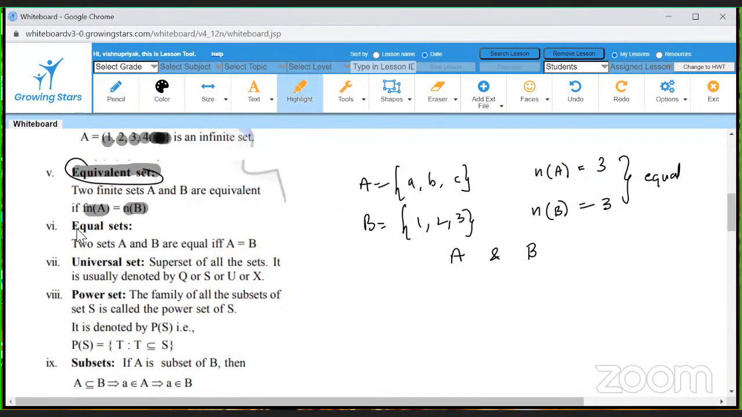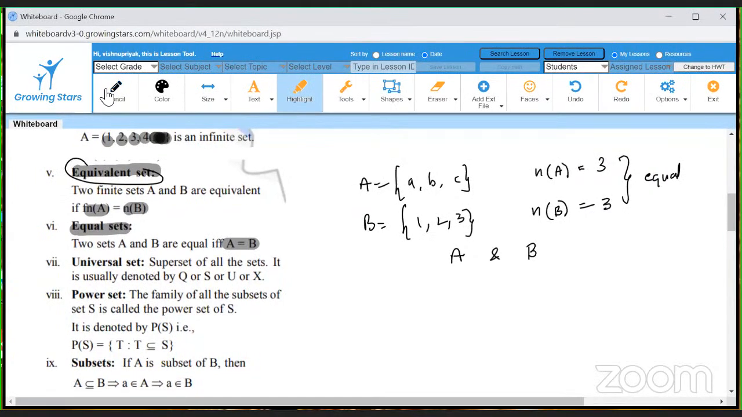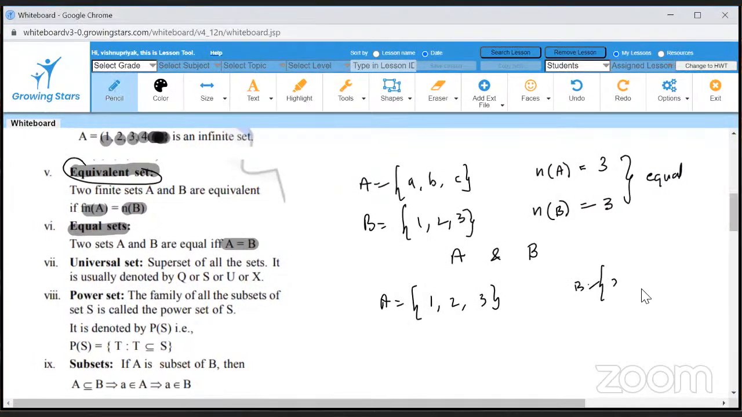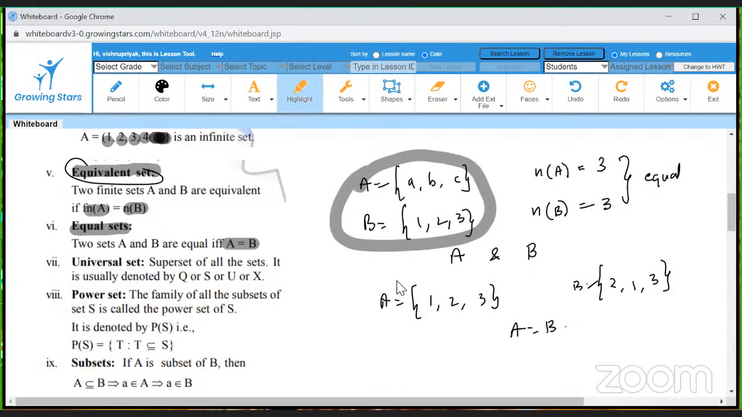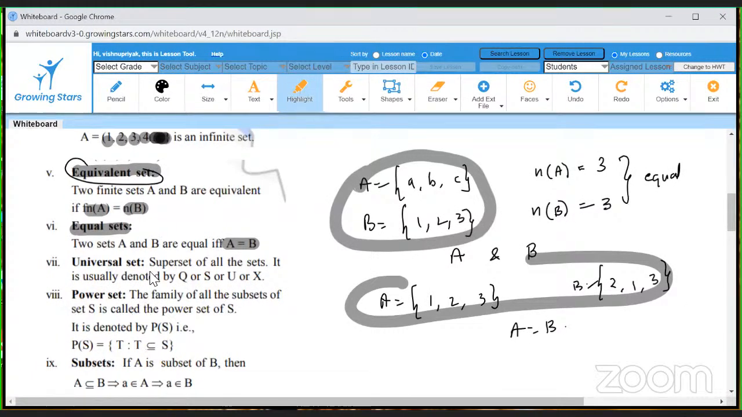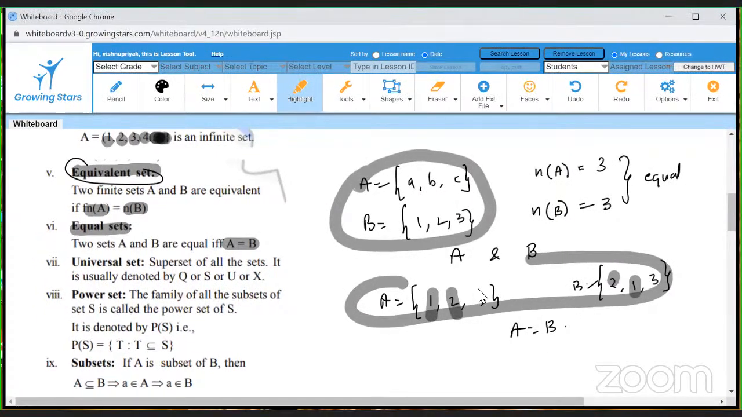But equal sets means exactly A and B should be equal. That means if A has 1, 2, 3 and B has 2, 1, 3, here set A will be equal to set B. Then you can say equal. So see the difference between equivalent sets and equal sets. Equal means exactly 1, 2, 3. The elements also will be equal.